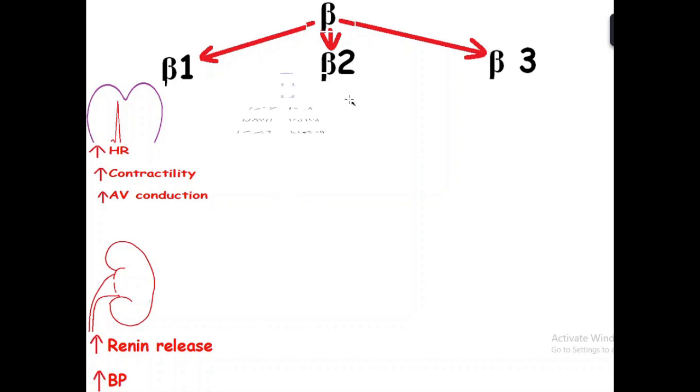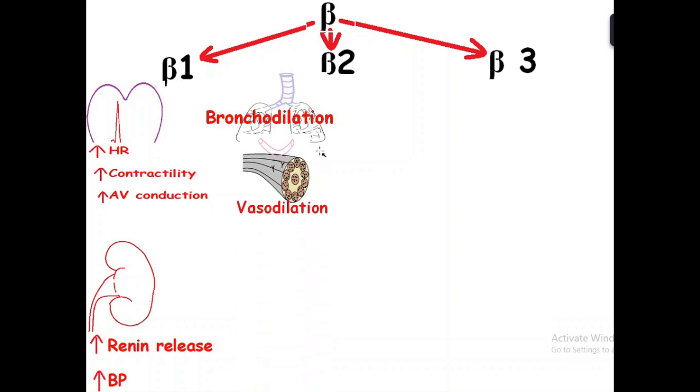Now let's move to beta 2 receptors. Beta 2 receptors are mainly located in the lungs and on the bronchial smooth muscles, and when they are activated they lead to bronchodilation. They are also located on the arteries of the skeletal muscles, and when they are activated they lead to relaxation of blood vessels, or in other words vasodilation.